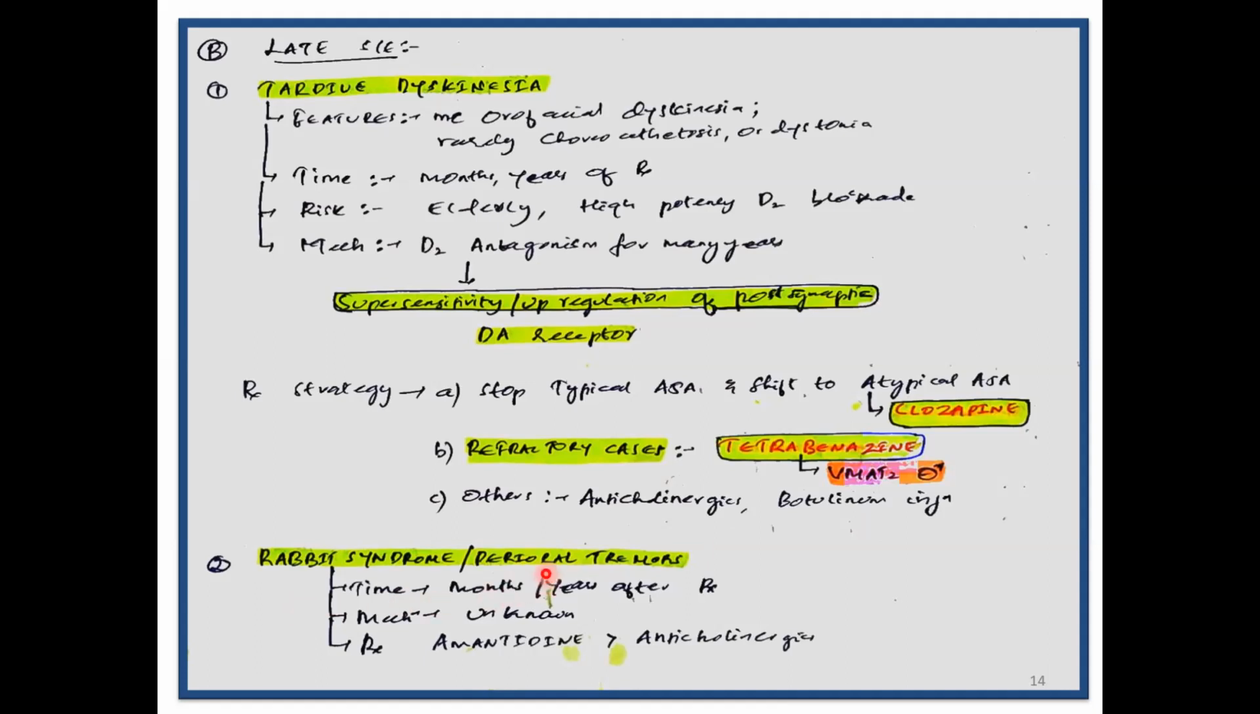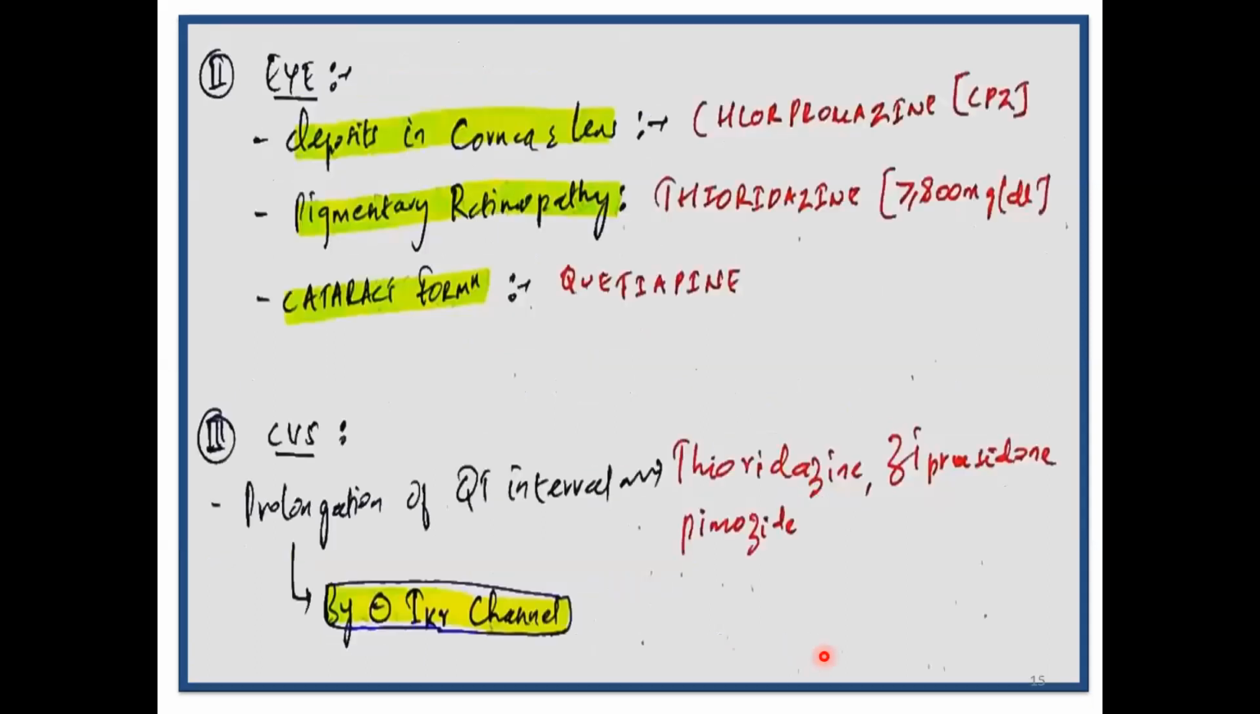The other late side effect of antipsychotic agents is perioral tremors, also known as rabbit syndrome. The timing of onset of this presentation is between months or years of treatment with antipsychotic agents. The mechanism is not known, however, some drugs which may be useful are amantadine or anticholinergics.